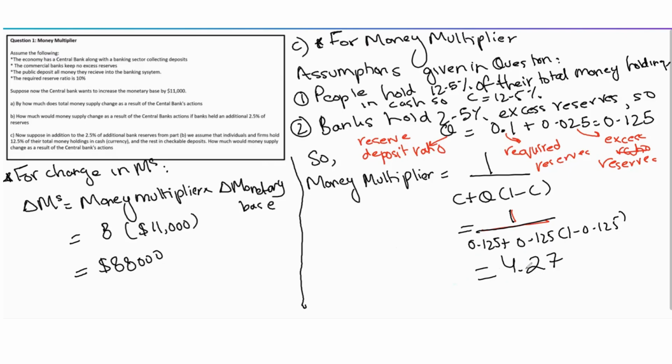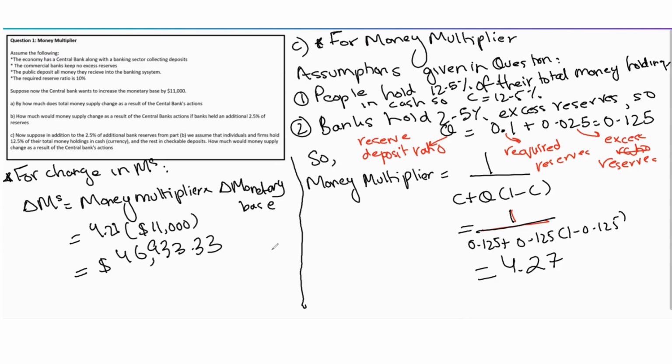Now let's look at the change in money supply. Here the money multiplier, we know, is 4.27 times 11,000, and that will give us 46,933.33. So it's $46,933.33.